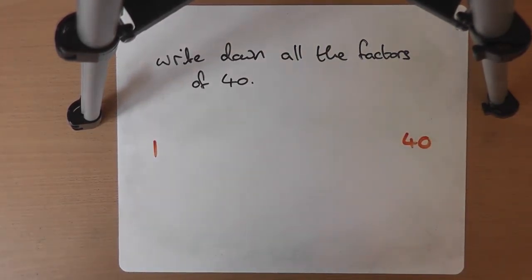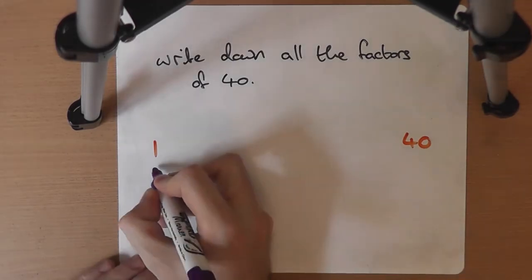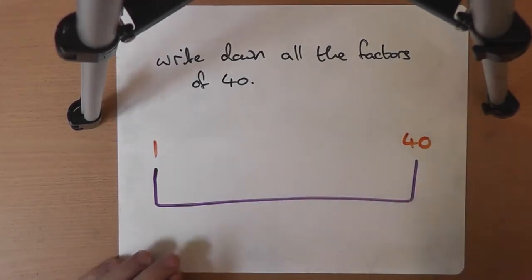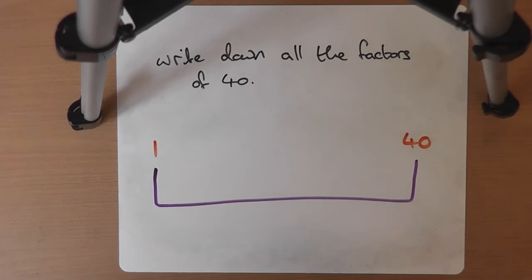1 times 40 is 40. We can pair those up if we like with the line. Again, personal preference whether you do or not. I'm going to. If you want to miss it off, that's absolutely fine. So 1 and 40, and any other factors of 40 must be contained within that gap between 1 and 40.